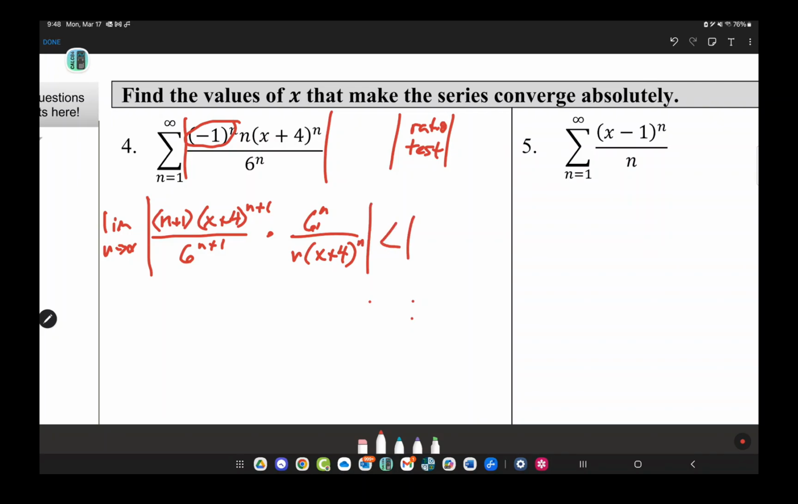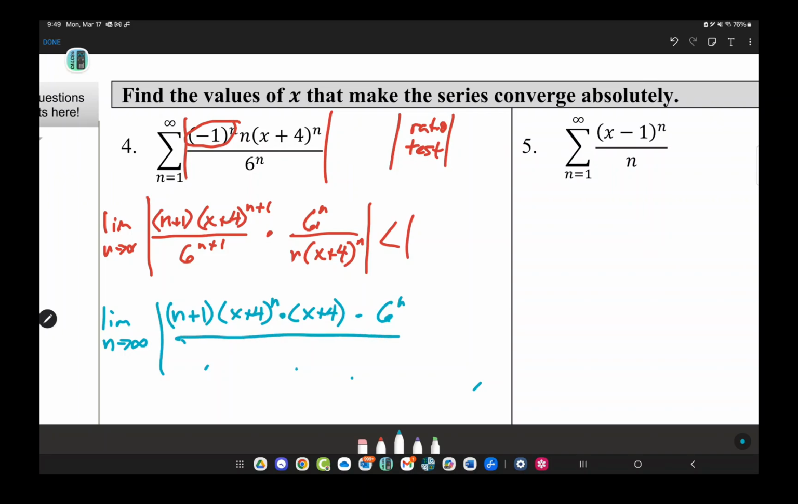So I should have x plus 4 over 6. Now, what do we do with x plus 4 to the n plus 1? You separate it: x plus 4 to the n times x plus 4, right? Because again, if I had 3 to the n plus 1, I can write that as 3 to the n times 3. So x plus 4 to the n plus 1 is x plus 4 to the n times x plus 4. Times 6 to the power of n, right? That's my numerator.